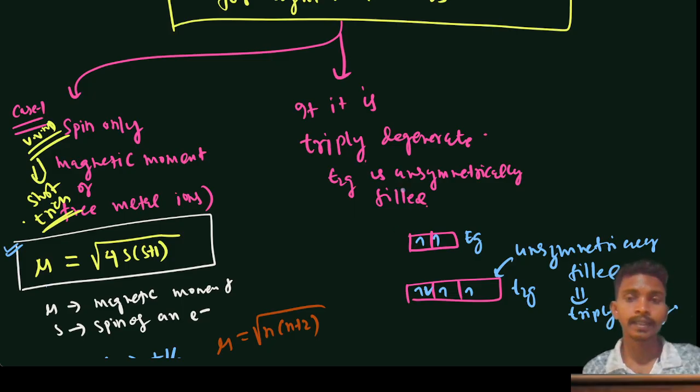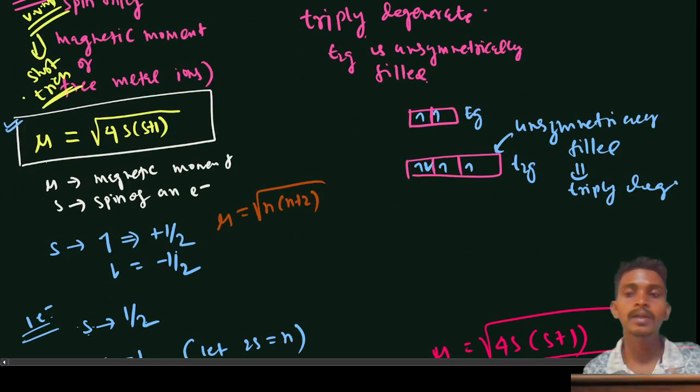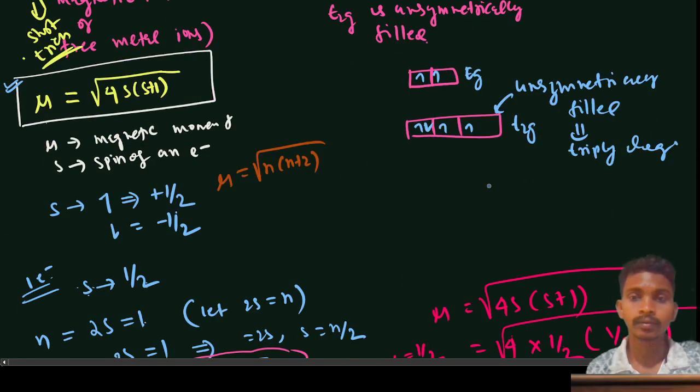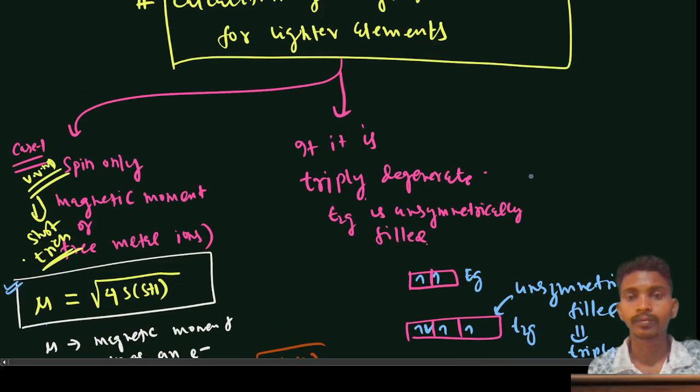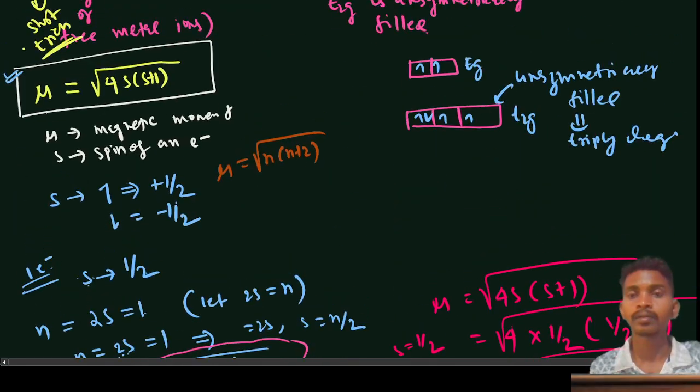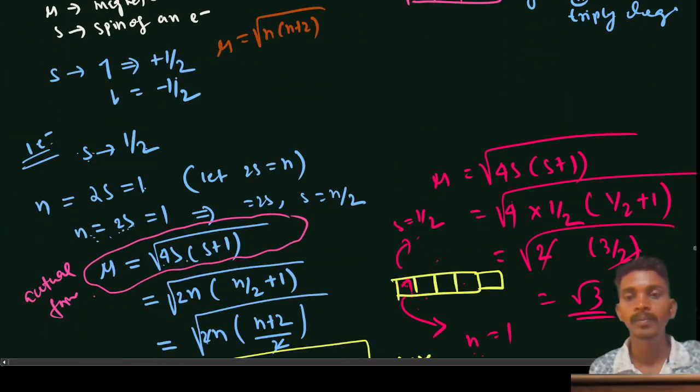In this case, orbital contribution will be there, that L value will come here. In that case, what will we do? Orbital contributions. So what is the formula for the magnetic moment for this case? I will erase everything other than this.